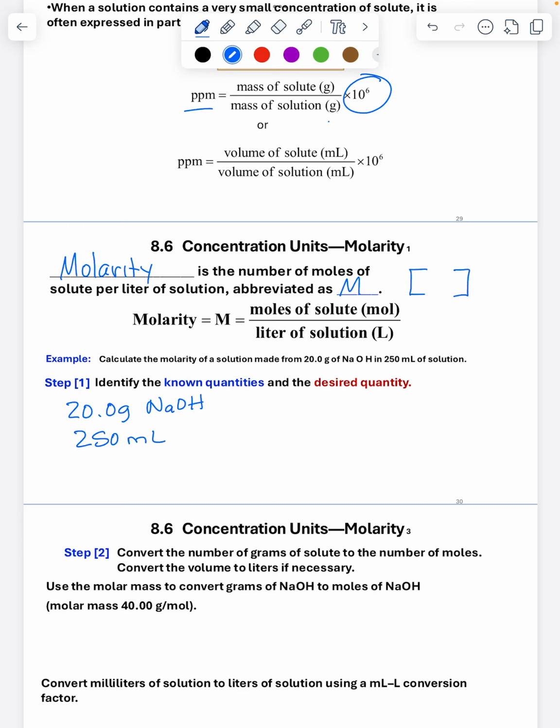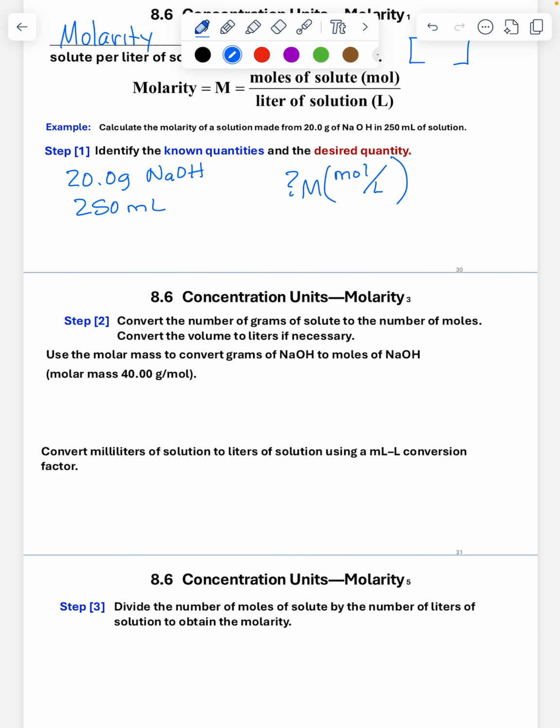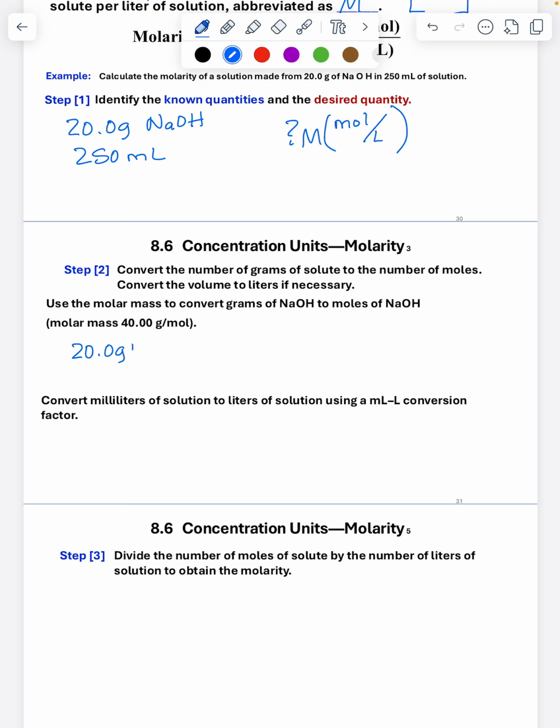So we're going to use the molar mass to convert grams of sodium hydroxide to moles of sodium hydroxide. That would be our first step. And so if we take our 20 grams of sodium hydroxide and convert that to moles. In 1 mole of sodium hydroxide, there are 40 grams. And so gram cancels, and we are left with 0.5 mole of sodium hydroxide.